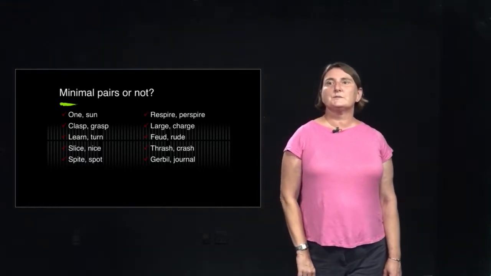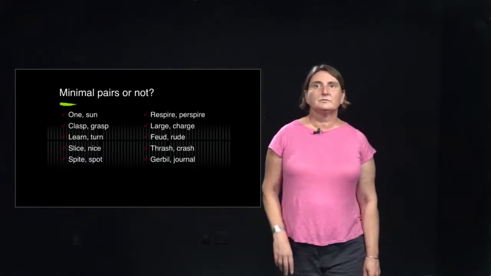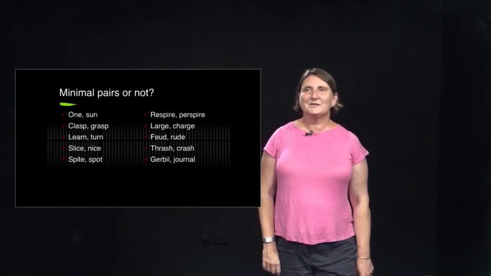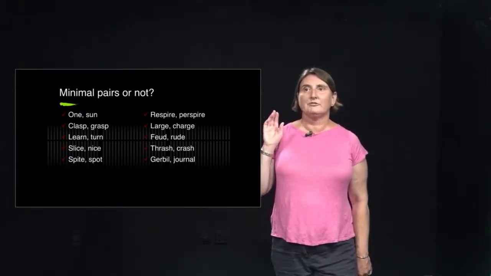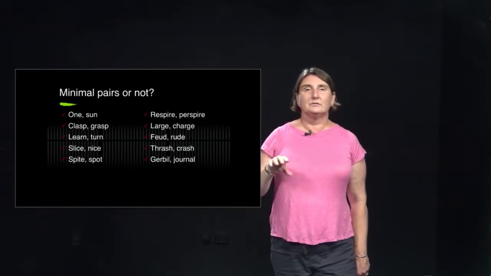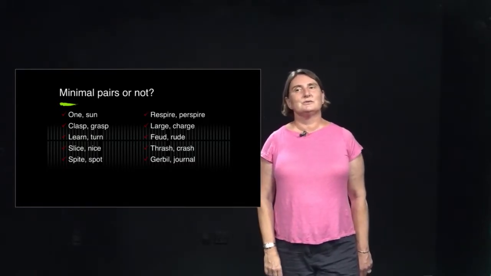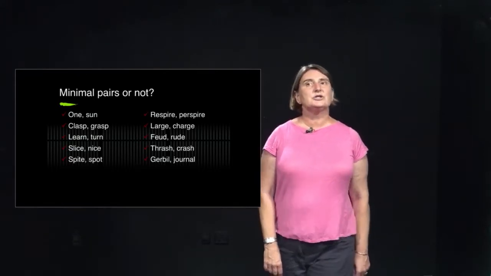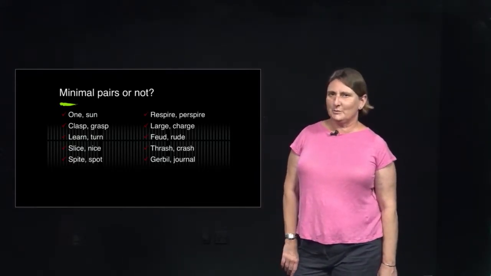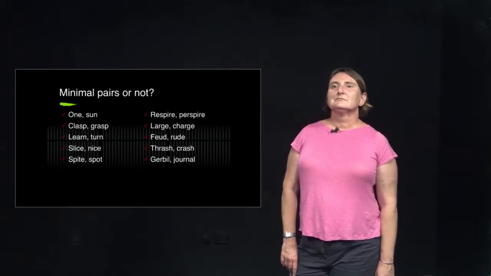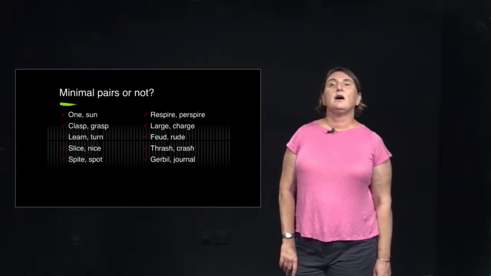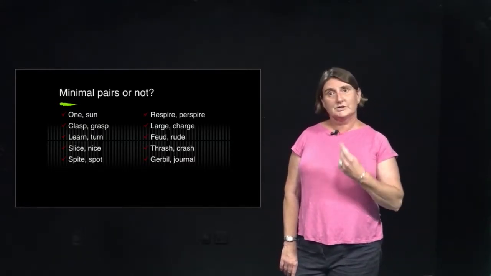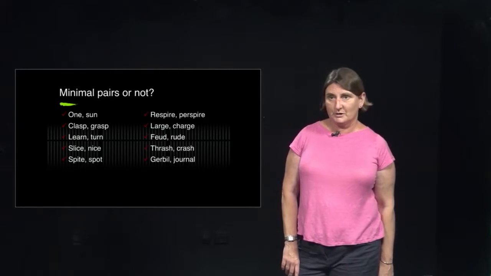Okay, this next one, respire, perspire. I always have to stop and think about this one. They are not minimal pairs, but it is tricky. So the spire is the same, but we have r and per. So those are not the same. It's two differences there. Large and charge. Minimal pairs? Yes, they are. So the L and the ch are both single sounds. So it's just one sound that changed. So those are minimal pairs.